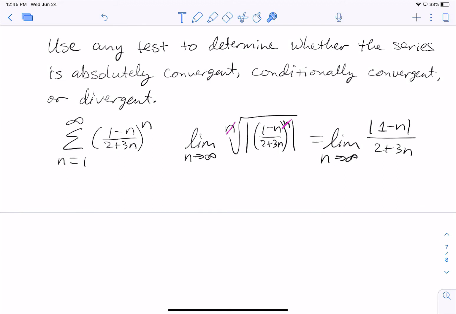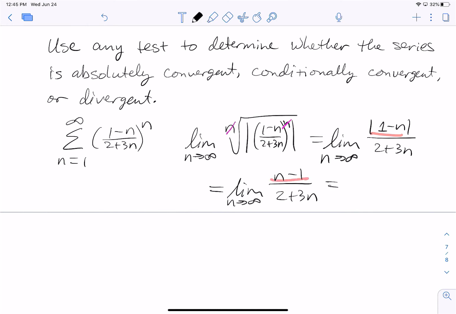The way we're going to deal with the absolute value of 1 minus n is to recognize that our n is going to go to infinity. Our n is generally bigger than 1. If it's equal to 1, then 1 minus 1 is 0. Therefore, I'm going to drop the absolute values and then express the numerator as what I know to be a positive expression. So we have the limit as n approaches infinity of n minus 1 divided by 2 plus 3n, or I've taken the argument of the absolute value, 1 minus n, and expressed it as n minus 1 because I know that's going to be positive.